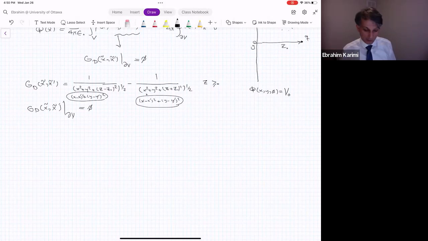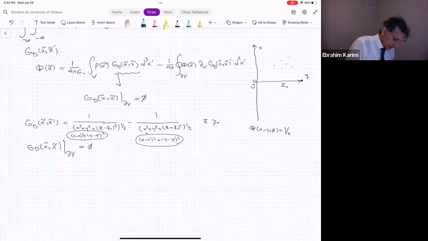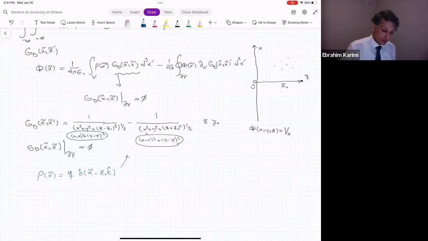Even I can go further. I can say to you guys, is that clear, by the way? You can just simply replace rho of x with q delta of x minus z0k, and replacing inside of this expression, you will get the potential. You have to take the derivative of the Green function with respect to n prime, which is along the z direction. That's the only trick that you need. Is that clear? Do that as an exercise for yourself, just to get a feeling about those expressions.